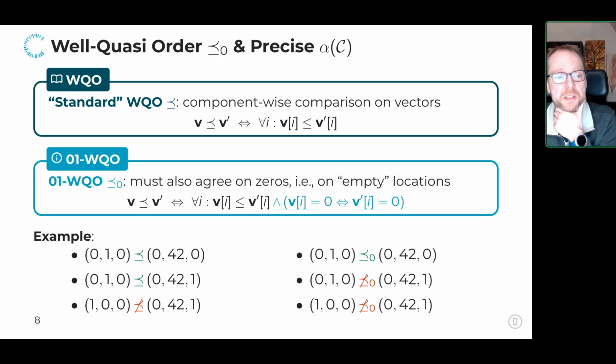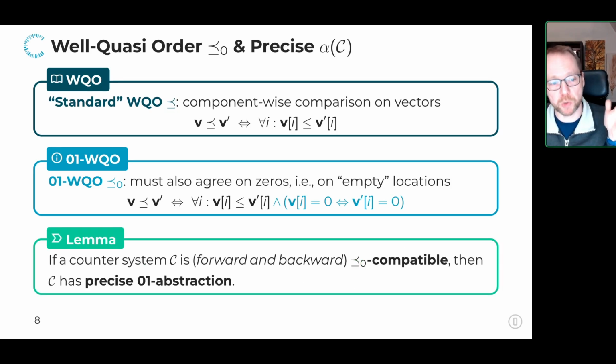And I said this is necessary or helps us to identify when the 0, 1 abstraction is precise. And this brings me to our first result that says, if a counter system, C, so the non-abstracted one, is compatible with this 0, 1 well-quasi order, and in our case, we need it to be forward and backward compatible, then C has precise 0, 1 abstraction, so then we can use the 0, 1 abstraction to check reachability, and it will be precise. We get an if and only if relation. So I didn't explain yet what compatibility means, so let me do that.